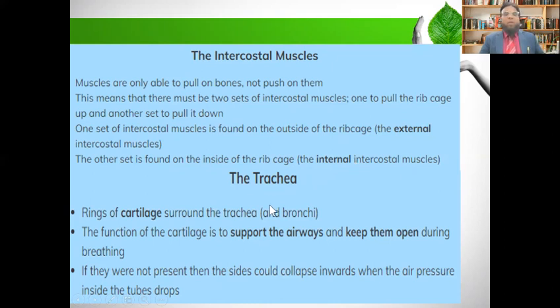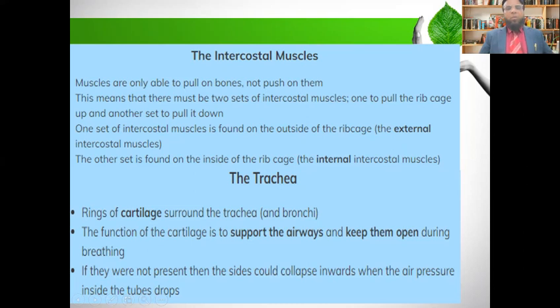Now see trachea. What is trachea? Rings of cartilage surround the trachea and bronchi. The function of the cartilage is to support the airways and keep them open during breathing.